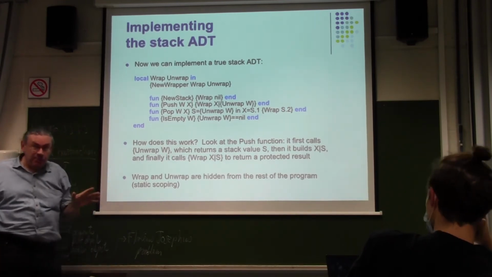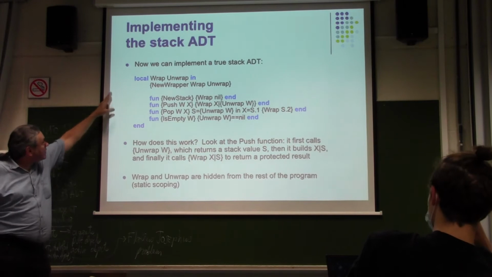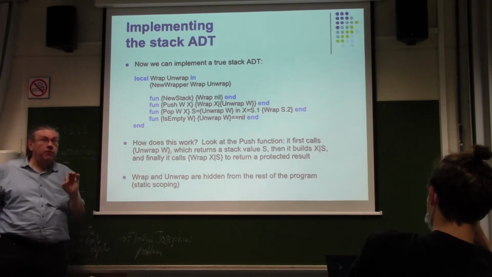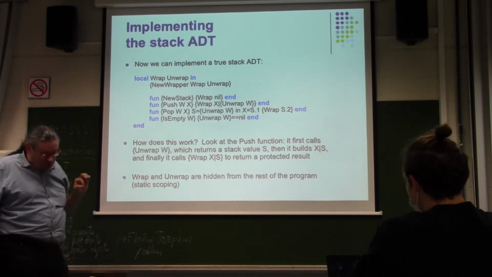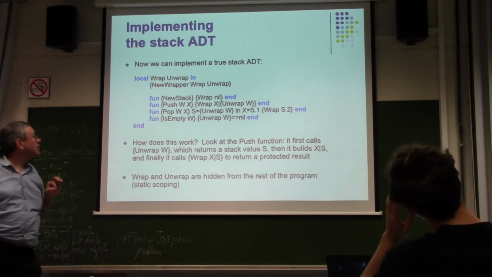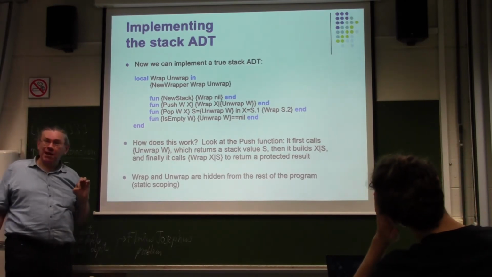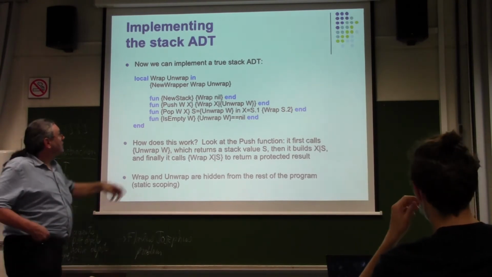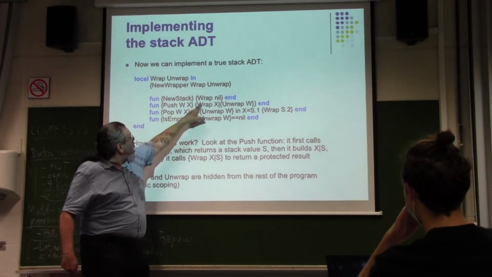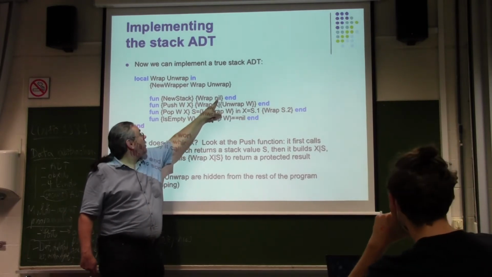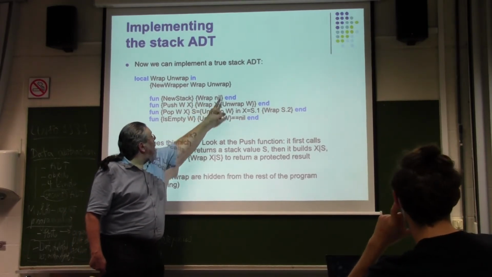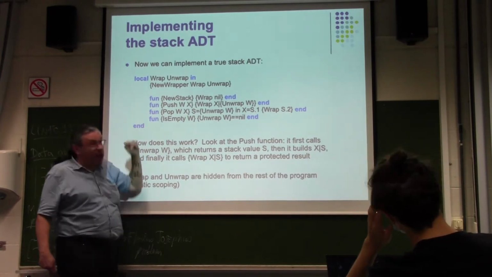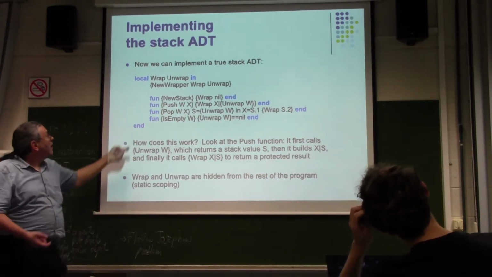Nobody else knows them. So notice the static scope, or the lexical scope, is super important here. So your language has to support lexical scope. But that's okay. Most languages today do support that. It's very important. So when I do a new stack, nil is my empty stack, but I call wrap of nil. So I'm going to return a protected new stack.